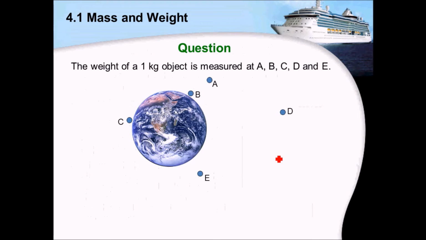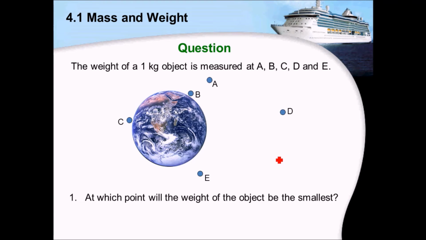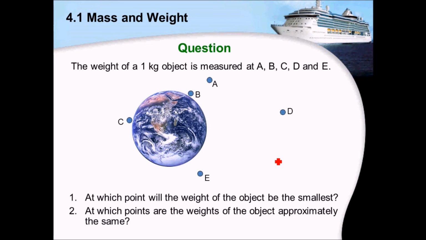Okay, let's do a small quiz. Question number 1: at which point will the weight of the object be the smallest? And the second one: at which point will the weights of the object be approximately the same? I would like you to spend about 30 seconds on this. This is a very easy exercise, and you may pause the video now.